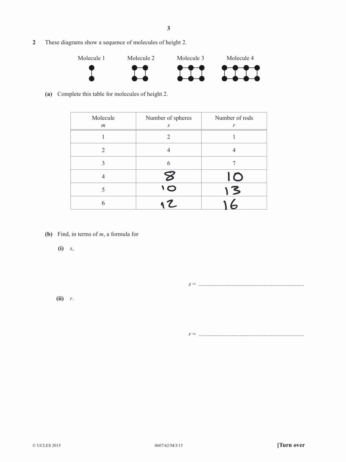Find, in terms of M, a formula for S. So again, what we're looking for is how does S link to M? Well, from 2 to 1, from 4 to 2, 6 to 3. What do we do to M to get to S? Well, S has to equal 2 lots of M, doesn't it? There's quite an obvious link there. So that's what we're going to write in. S equals 2M.